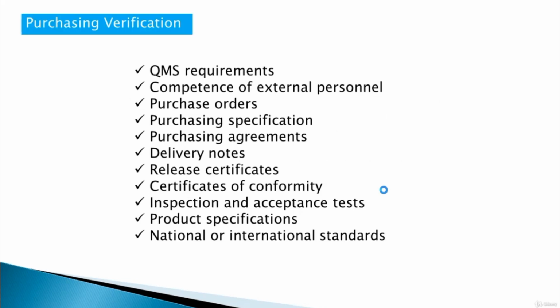Now, the organization needs to ensure that items are verified upon product receipt or service delivery to verify that they conform to the quality management system requirements, the competence of external personnel, the purchase orders, the purchasing specification, the purchasing agreements, the release certificates, the certificates of conformity, the inspection and acceptance tests, the product specifications, and the national or international standards.